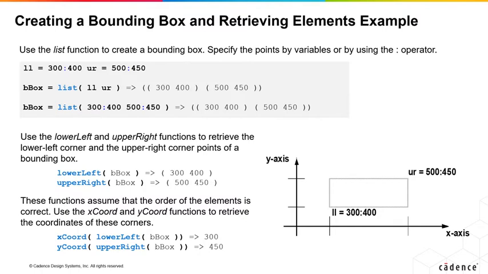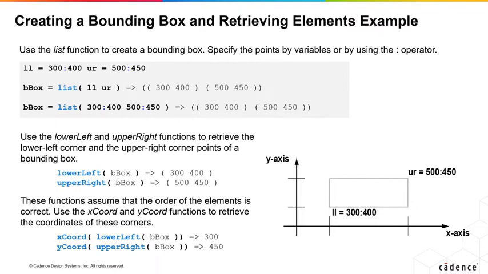Now you can use xCoord and yCoord in conjunction with lowerLeft and upperRight to make a very straightforward SKILL command to extract, for example, first the lower left corner of bBox, and then the xCoord of the lower left. So you can see the nested functions here result in extracting the x-coordinate of the lower left, which is 300, and the following one extracts the y-coordinate of the upper right corner of the bBox, which in this case is 450. So using these built-in functions of lowerLeft, upperRight, xCoord and yCoord, you can very easily write functions to extract elements of a bounding box for a particular data object.